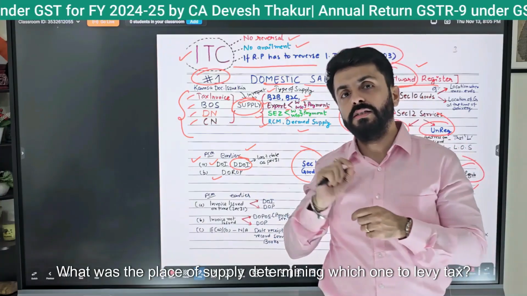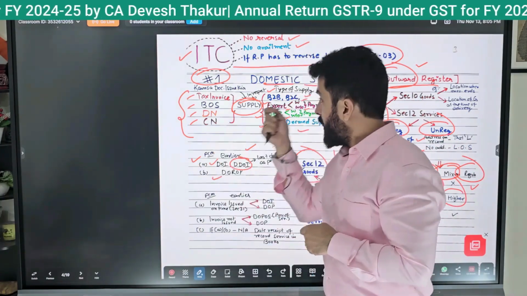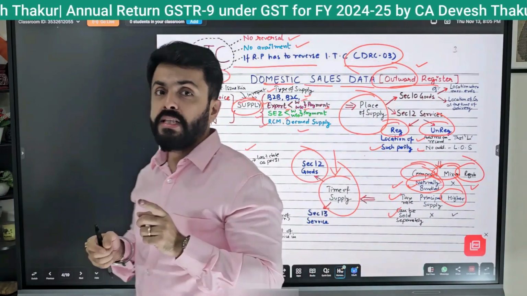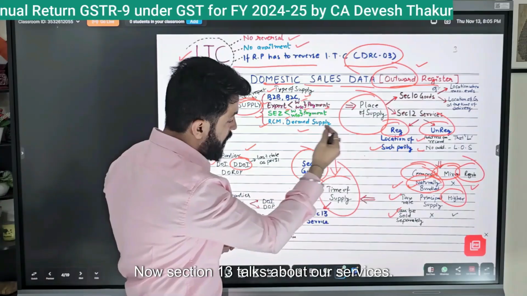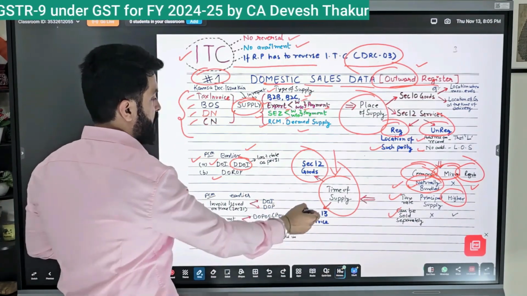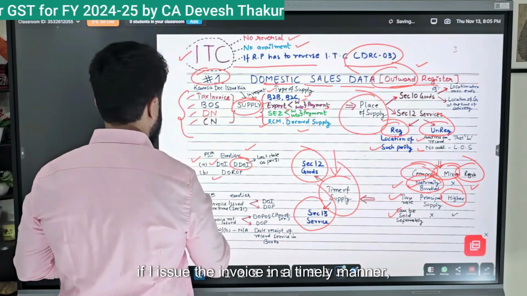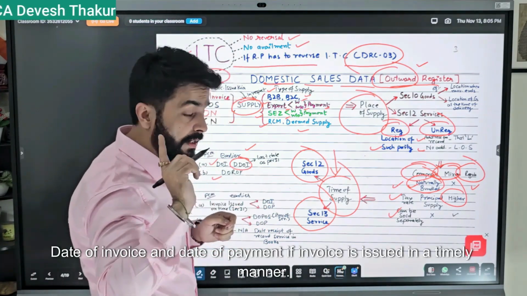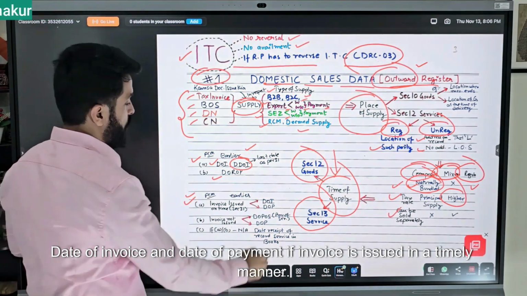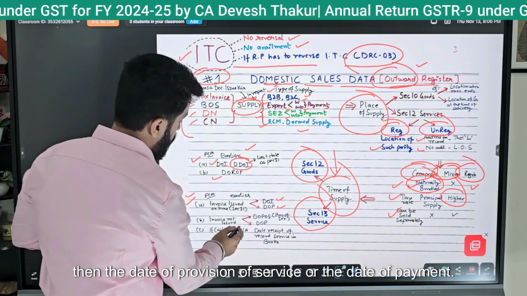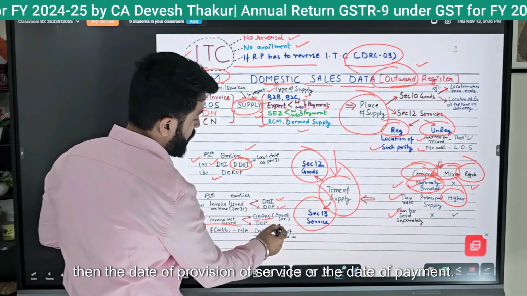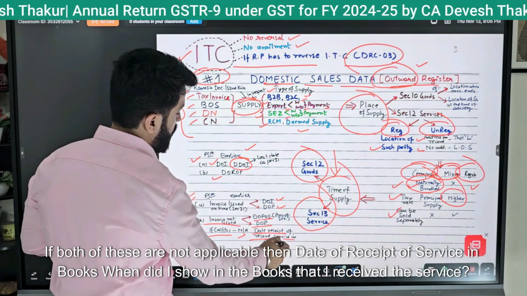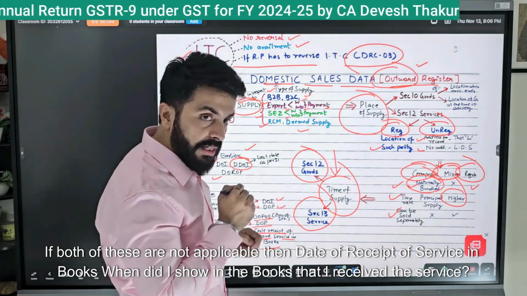Place of supply determines which tax to levy. Time of supply will tell from when the levied tax has to be paid. Now section 13 talks about services. In the case of services, if the invoice is issued in a timely manner, it is the date of invoice or date of payment. If the invoice is not issued, then the date of provision of service or the date of payment. If both of these are not applicable, then the date of receipt of service in the books. When did I show in the books that I received the service?